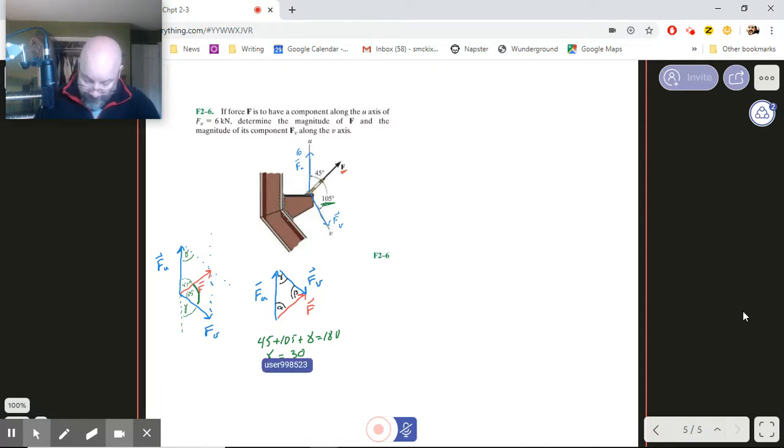So there's that. Alpha is 30 degrees. Woo! Alpha is 45 degrees. And so then beta has to be 180 minus gamma, which is 30, minus alpha, which is 45. And so then beta turns out to be 105 degrees.